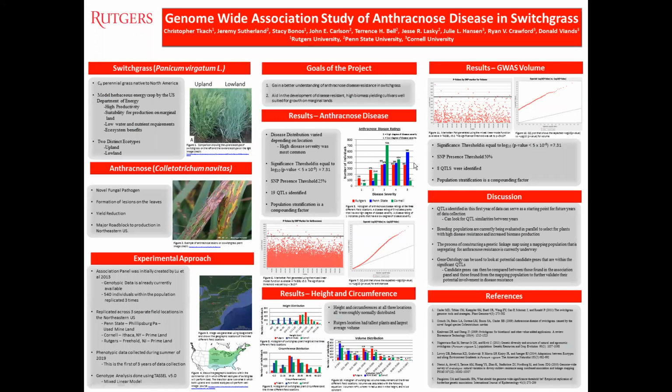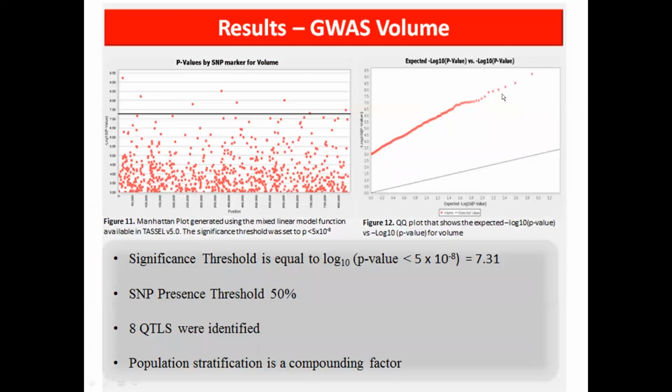The next part that we're going to zoom in on now is the GWAS for the volume characteristic. Here, the significance threshold was set to a p-value of less than 5 times 10 to the minus 8, which was similar to the Anthracnose study. However, in this graph, the SNP presence threshold was set to 50%, which resulted in about 29,000 SNPs being retained out of the initial 700,000. A total of 8 QTLs were identified as significant, being above the line shown up here.